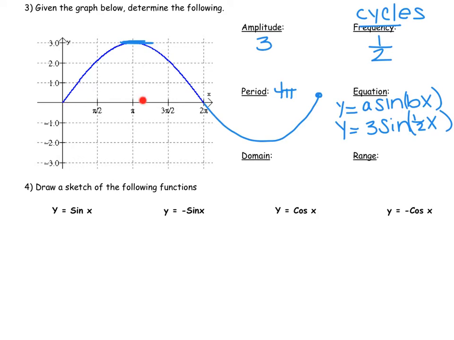Okay, now the domain is from what's given. I have from 0 to 2 pi. That's my x values of this graph. And the range is how tall this thing is. So it goes from 3 to 0. It doesn't go any lower. So we always put the smaller number first. So we'll say 0 to 3.